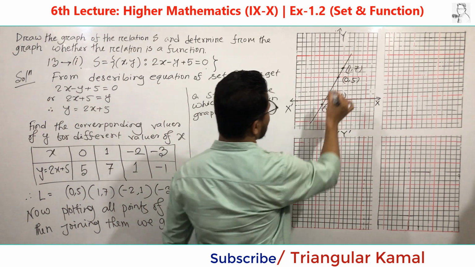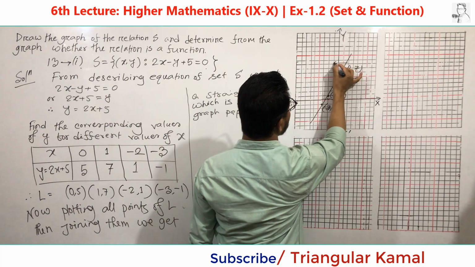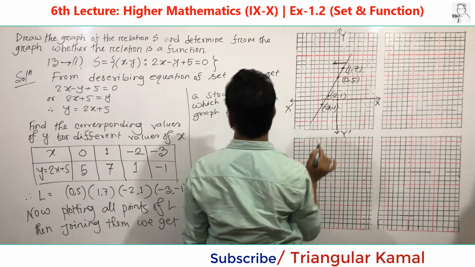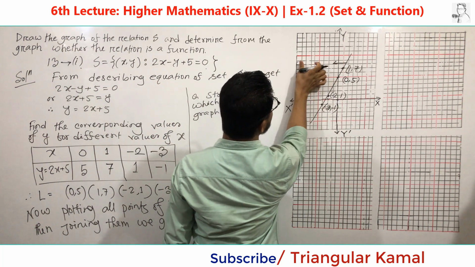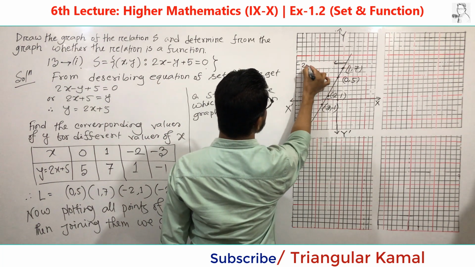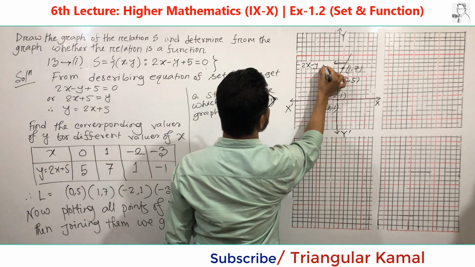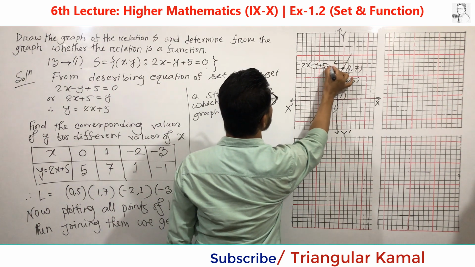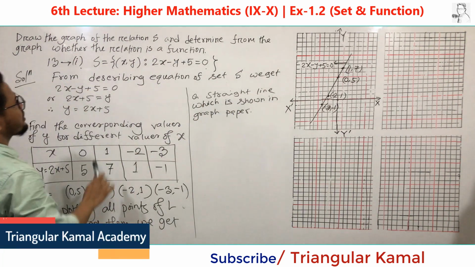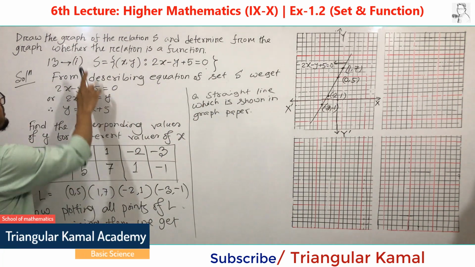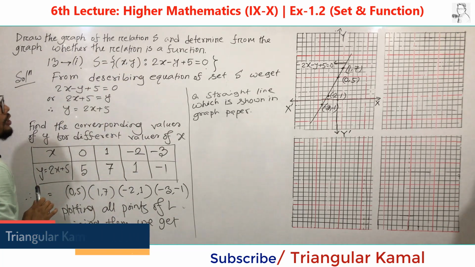So basically this is the equation, we can write here twice x minus y plus 5 equals 0. So this is our first step, the answer is complete: draw the graph of the relation. So this one is complete now.